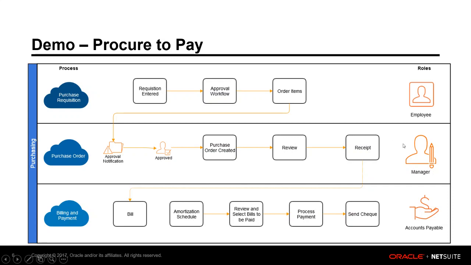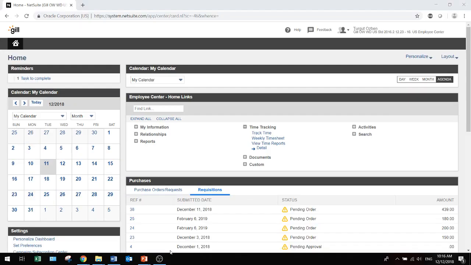So once it's received, we proceed to the third process, which is by accounts payable, where they will generate a bill, process, and then lastly pay via cash or check. So now we'll proceed on to the live demo.